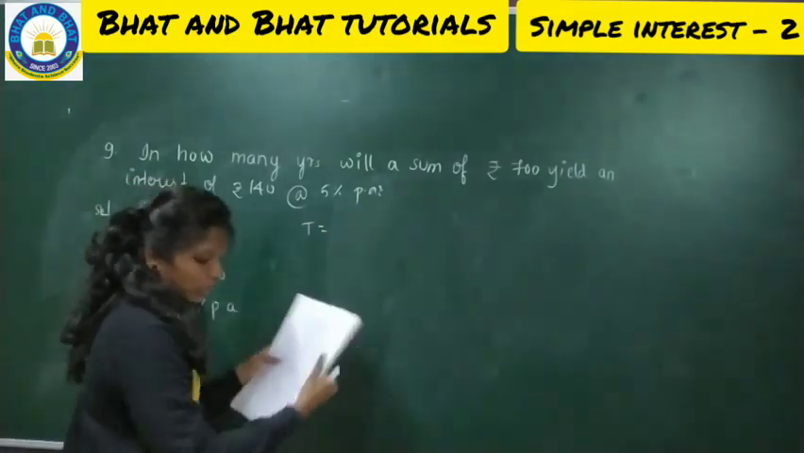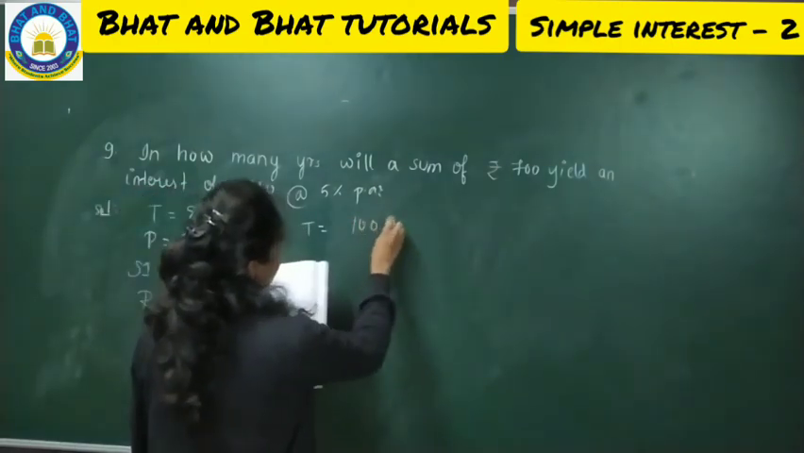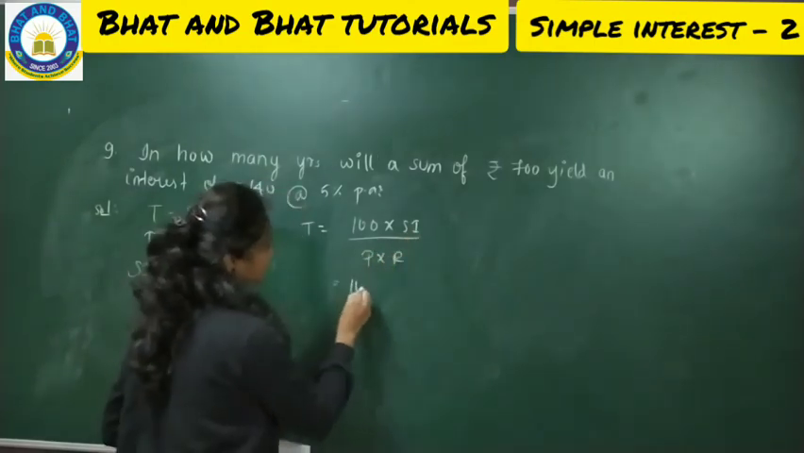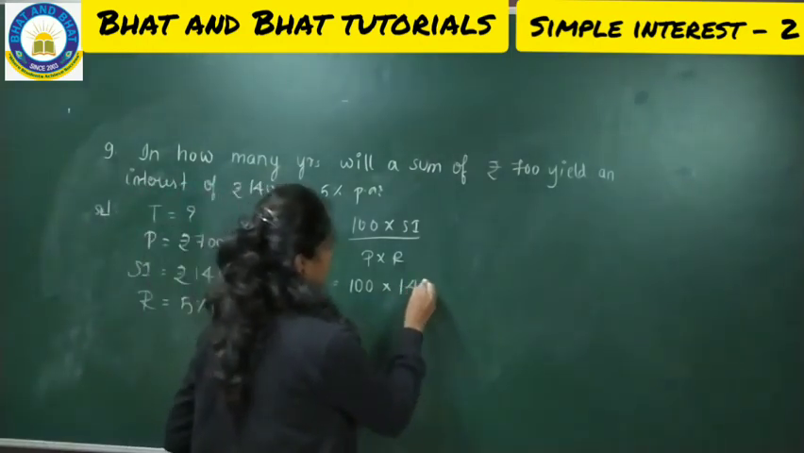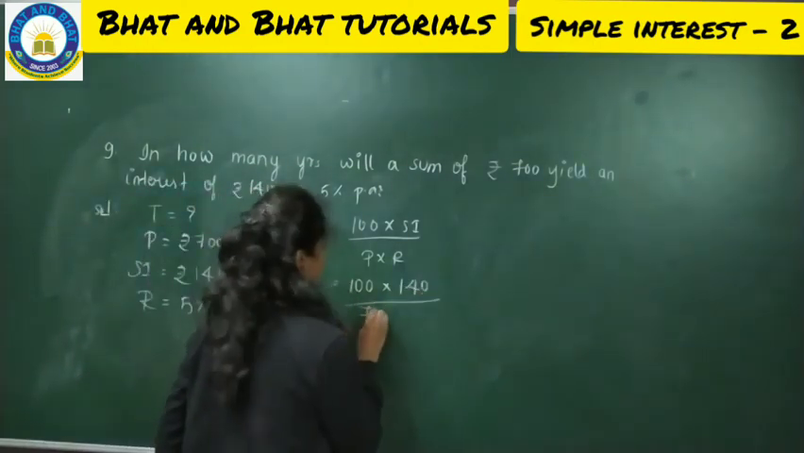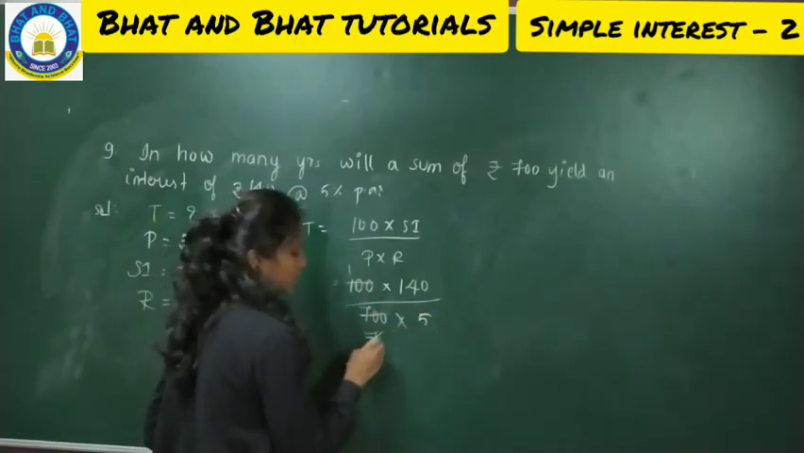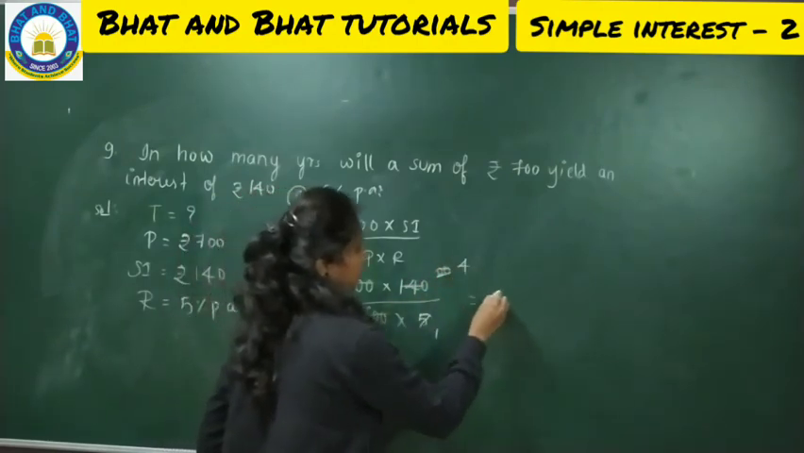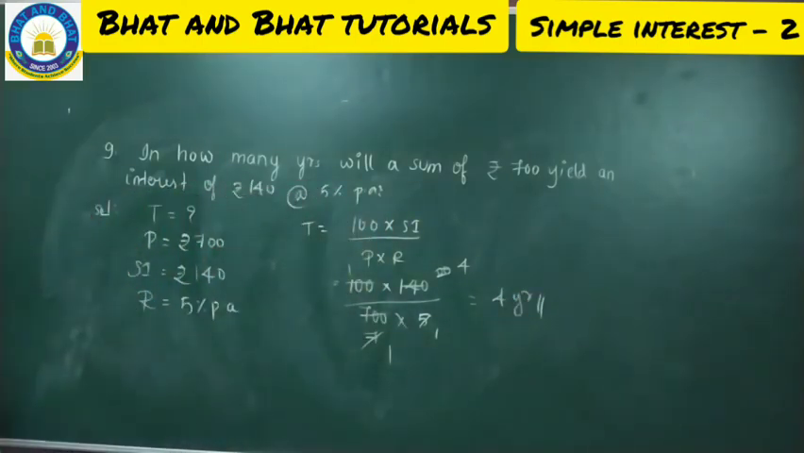So time is equal to, put the formula of time, that is 100 into SI divided by P into R. 100 into, what is SI here? 140. What is principal? That is 700. What is R? 5. 100 ones are 100, 100 sevens are 700, 7 ones are 7, 7 20s are 140, 5 ones are 5, 5 fours are 20. So now how many years? It is 4 years. Make a note. Fine. Hope you all copied the 9th one.